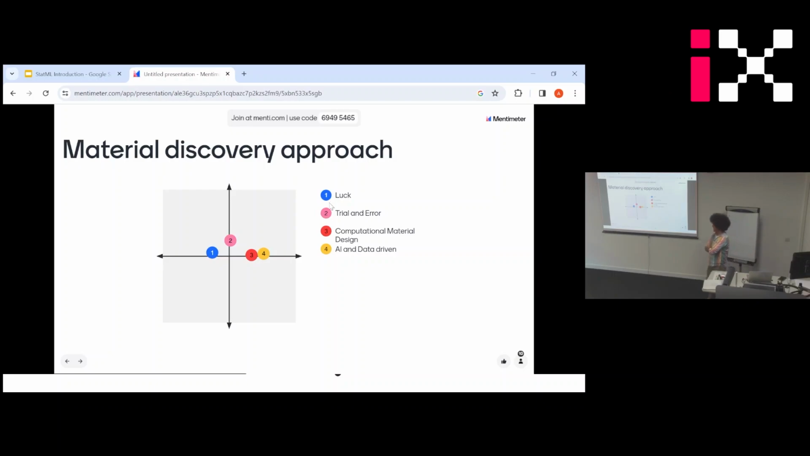Yes. Here the y-axis is how much it's been used, I guess, and the x-axis is potential. So it seems like AI and data-driven approaches have a lot of potential but are not being used a lot currently, and trial and error has average potential but is being used a lot. And then something like luck maybe has not a lot of potential and seems like it's not being used a lot.